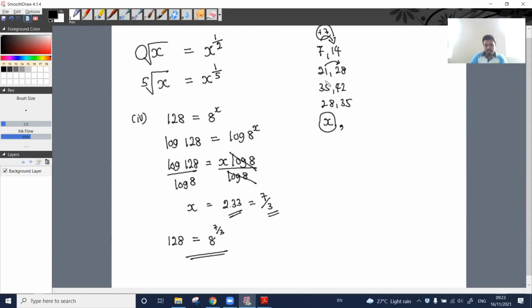35 to become 42, we need to add another 7. 28 to become 35, we need to add another 7. So x to become another multiple of 7, we need to add another 7. So it should be x plus 7. Once we multiply these two, x into x plus 7, then the answer should be equal to 1470.